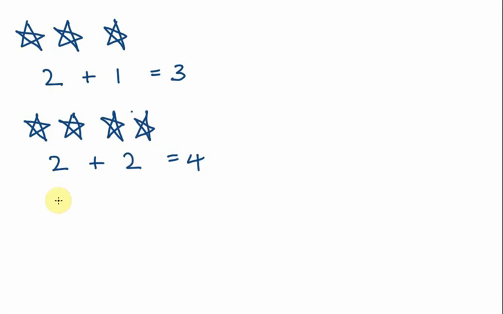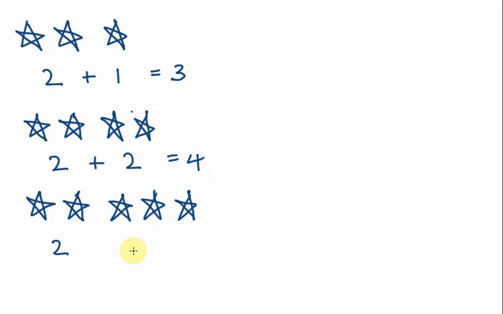Now let's try starting with 2 stars, and we bring in another 3 stars. Let's count them. 1, 2, 3. So we started with 2 stars, and then we added 3 stars. How many stars do we have now? 1, 2, 3, 4, 5. So 2 stars plus 3 stars is 5 stars.